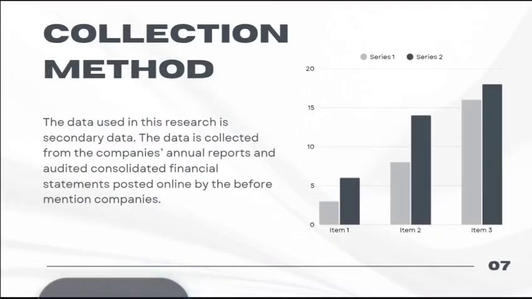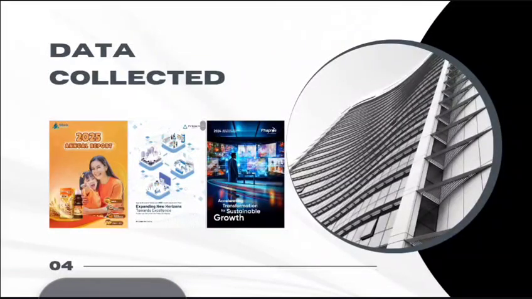Next slide. To reiterate the data sources, everything used in the research is secondary data collected from each company's annual report and audited consolidated financial statements, which are publicly posted online by the companies themselves. Here are a few examples of the actual source documents I pulled, from annual and sustainability reports from companies like Soho, Pyridam, and Kalbe Farma. These reports contain the audited financial statements I used to extract the raw figures.